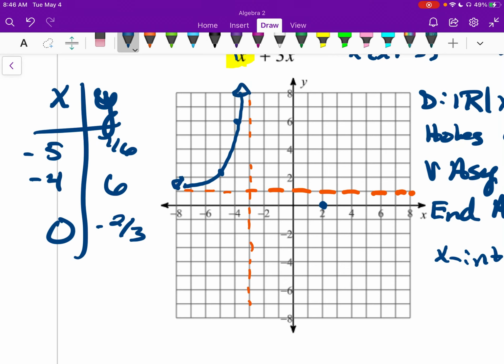0, -2/3, and now I'm not going to forget this time. This is a hole, so we have to use a little circle. So we use a little circle here to signify that there's a hole. And now we can do the swoop for this side. So it should look like that.